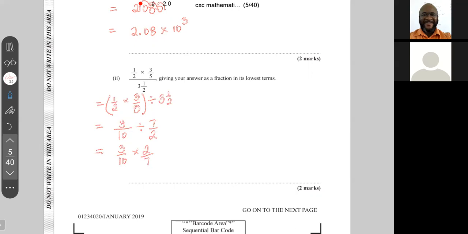So what we're going to do next is cancel. 2 into 2 is 1. 2 into 10 is 5. And when nothing can cancel, you multiply numerator by numerator and denominator by denominator. So 1 times 3 is 3, over 5 times 7 is 35. All right, so we have looked at question number 1A. Turning the page.